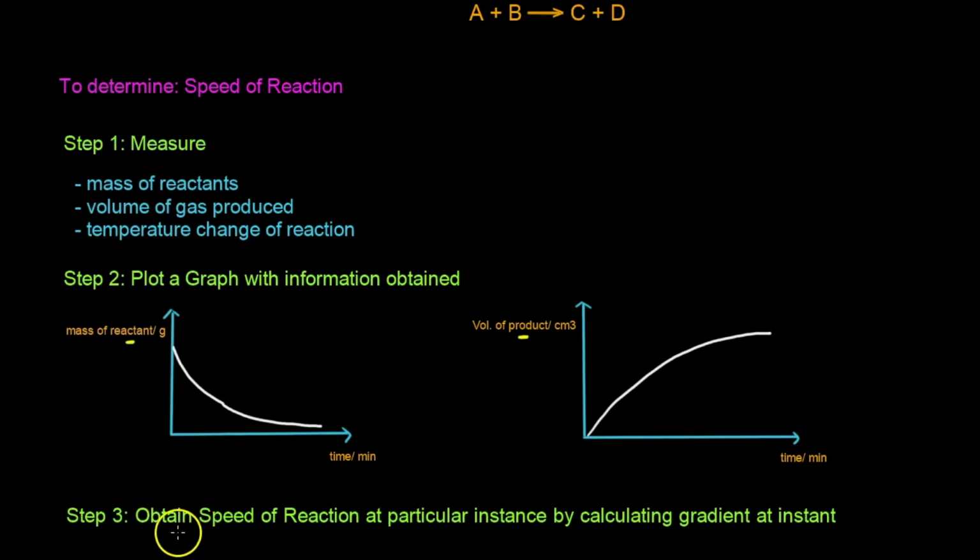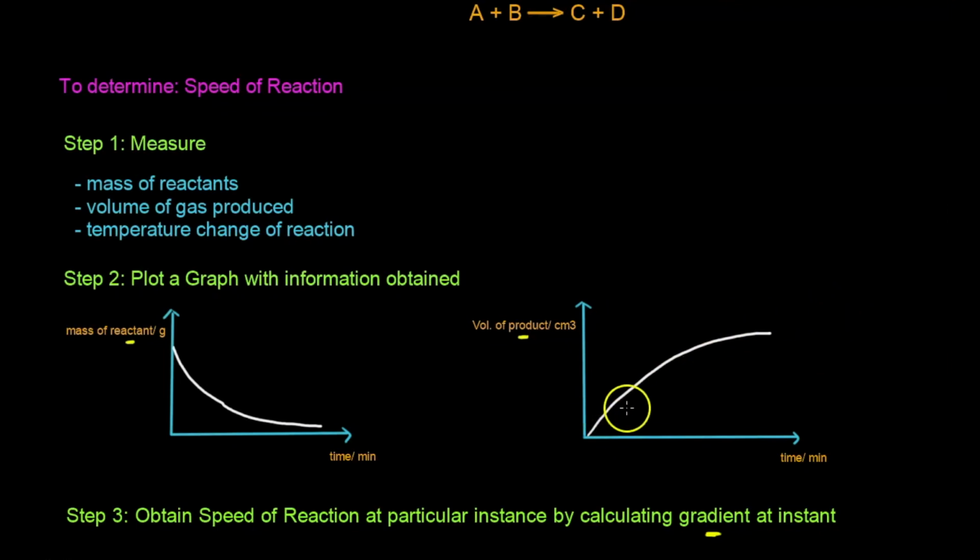Anyway, the last step is to finally obtain the speed of reaction at a particular instant by calculating the gradient at that instant. This one is a bit of mathematics. If you want me to go through a video of how to obtain this gradient, we can drop a comment down below to ask me to explain. But I will roughly explain it to you now.